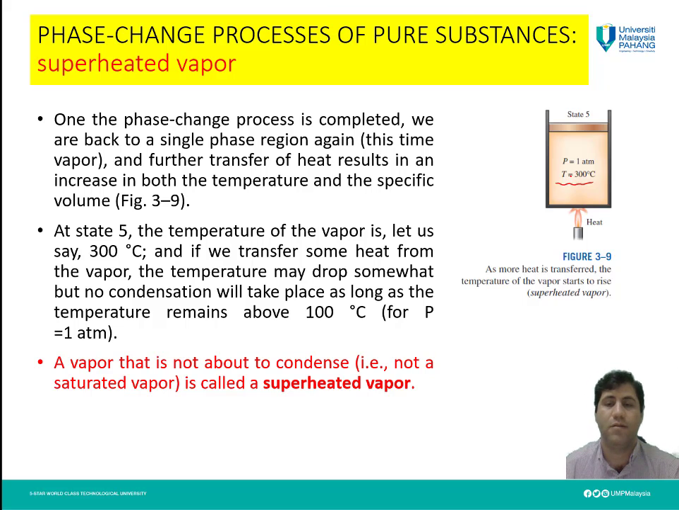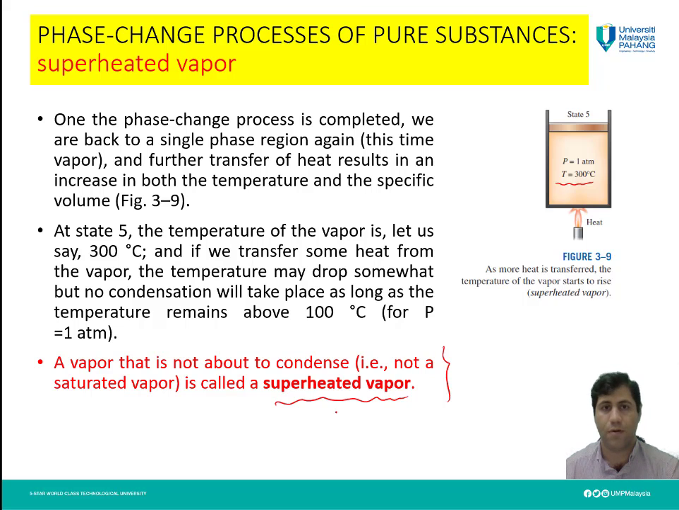And the substance is not about, the vapor is not about to condense. So it is not a saturated vapor. This state, which is a vapor that is not about to condense, in other words, it is not a supersaturated vapor, is called a superheated vapor. So superheated vapor is a vapor that is not about to condense. Very important definition.